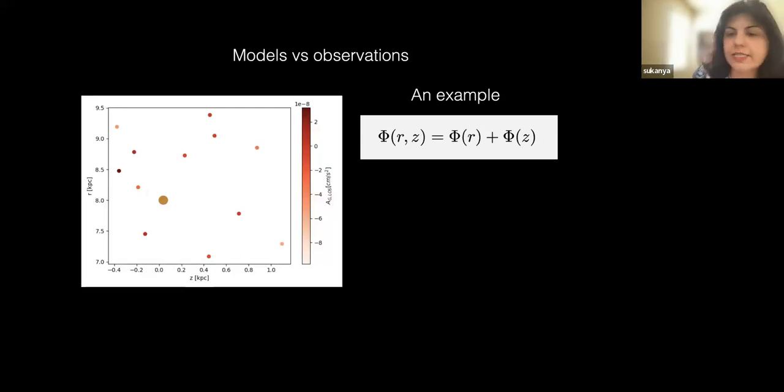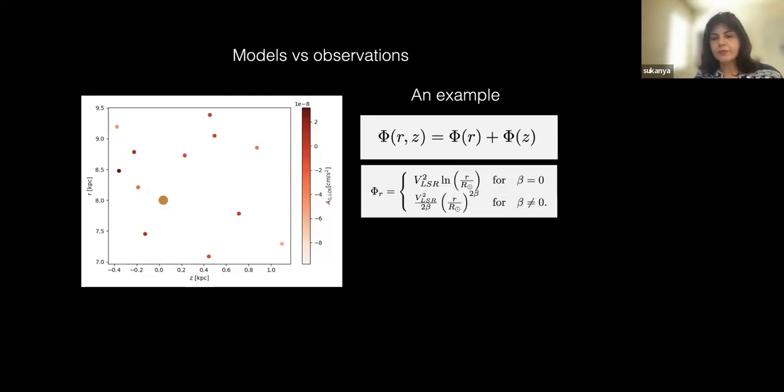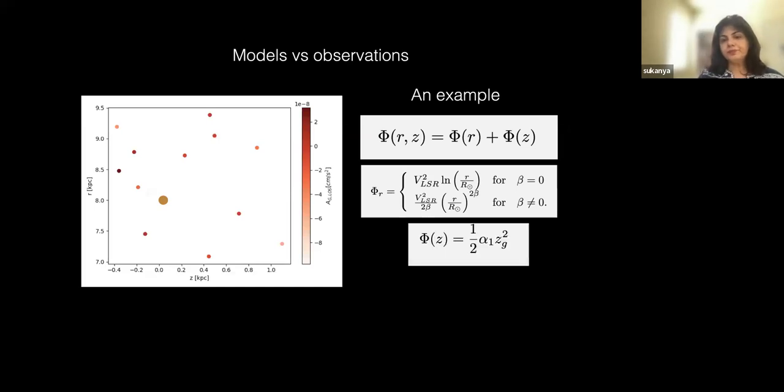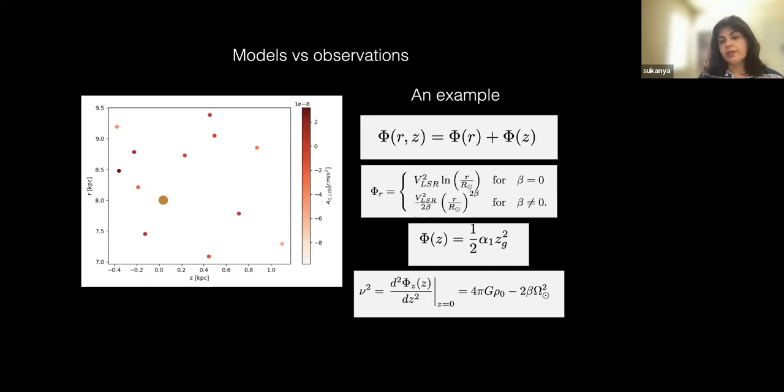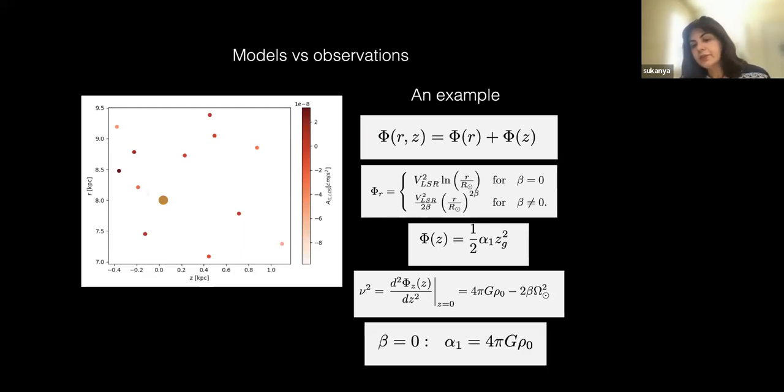Okay, so let's write the galactic potential like this. Let's say that it's separable in R and Z. And we'll write the radial component in this way, where beta is the slope of the rotation curve, and V_LSR is the local standard of rest velocity. And again, continuing to be very simple, we'll write the vertical component like this, where alpha-1 is the square of the frequency of low amplitude vertical oscillations. And now we simply use the Poisson equation, because we're measuring acceleration, so we can directly get the density here.